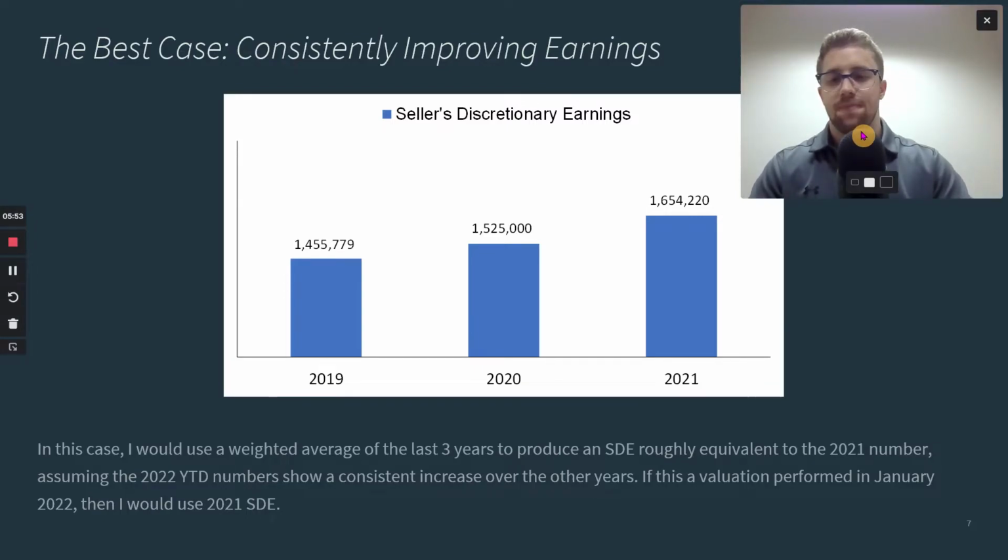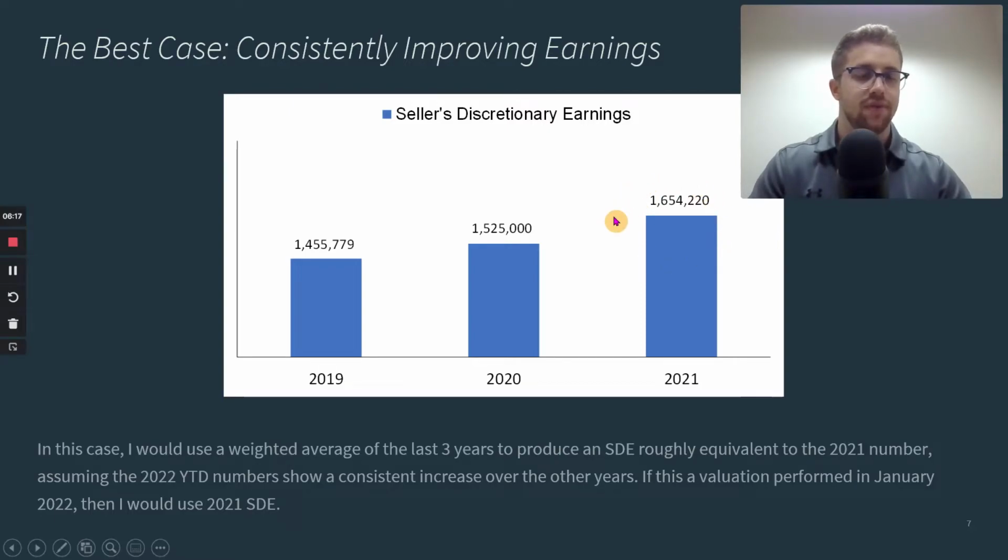So for instance, if I did this exact situation that you see on the screen in January, then I probably wouldn't use a partial year. And the weighted average I came up with would be somewhere around this 2021 number, maybe a little bit lower between these two. If it was September and the business had already done 1.6 million or 1.5 million through September, then the weighted average that I took would include that partial year estimate, and it would be somewhere between the 2021 and the 2022 partial year.